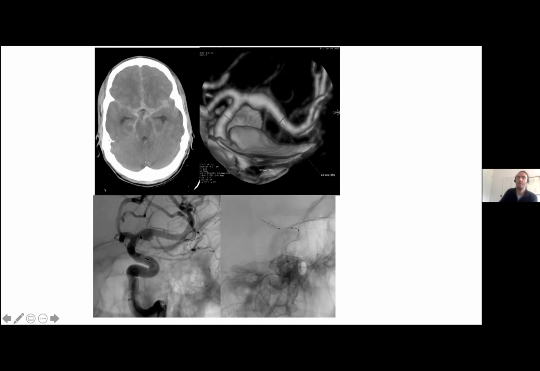As you can tell, you can't treat this with coils because there's nowhere to put the coils. To treat it surgically would be very difficult because you've got all the lenticulostriate perforators around. You've got no real purchase on putting a clip on that. So what we tend to do with these is we use what are called flow diverter stents. And flow diverter stents are really quite a revelation in endovascular treatment. They're only used in the brain.